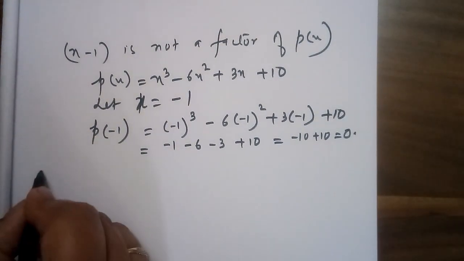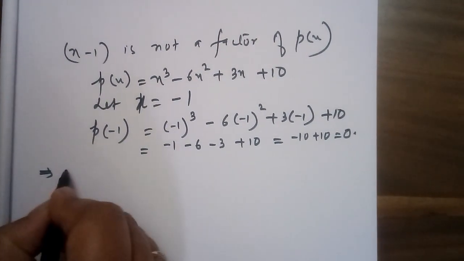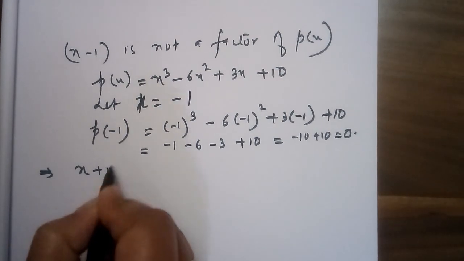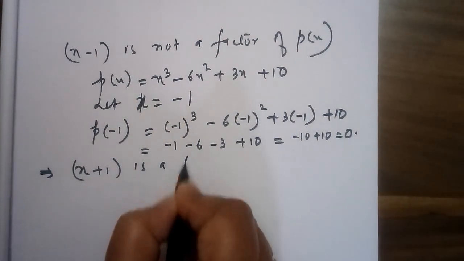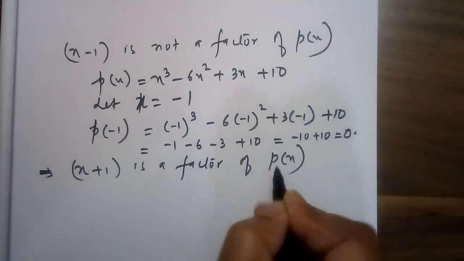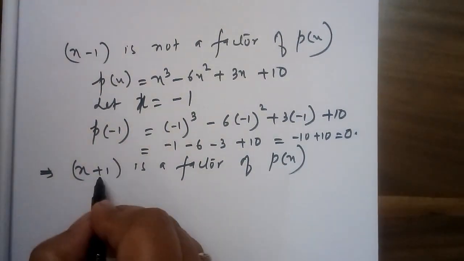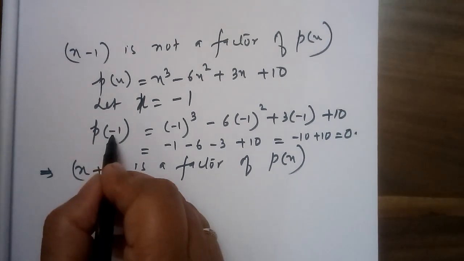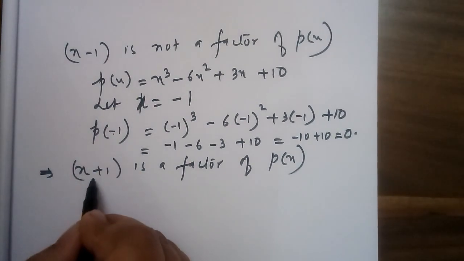So what will this mean? This implies x plus 1 is a factor of p(x). Why is it a factor? Because, as I told you earlier also, if you have a minus here, it will become a plus here.